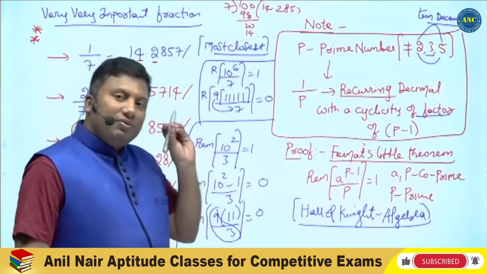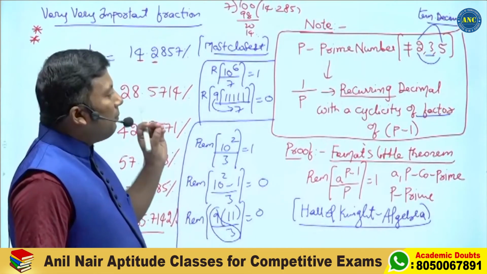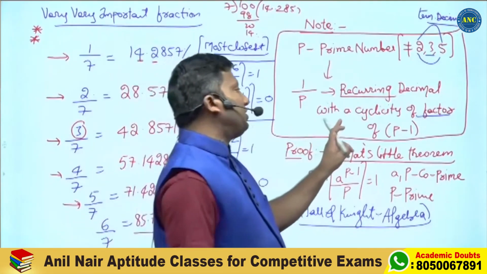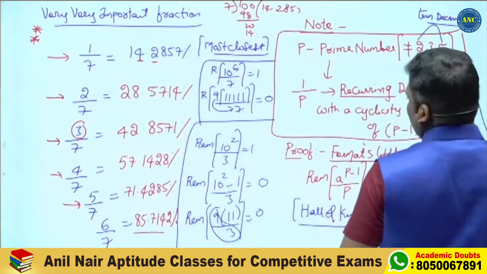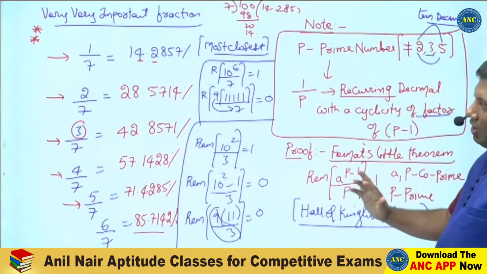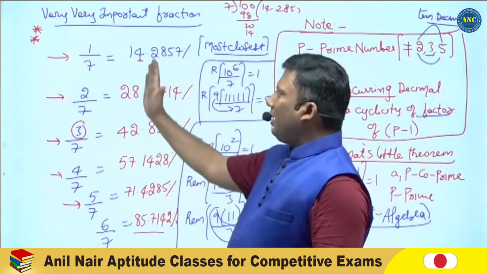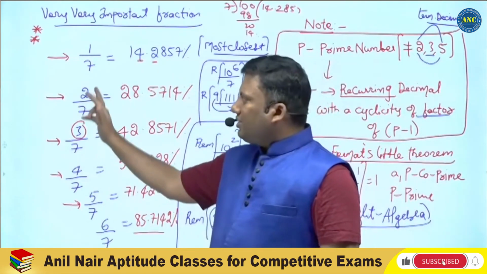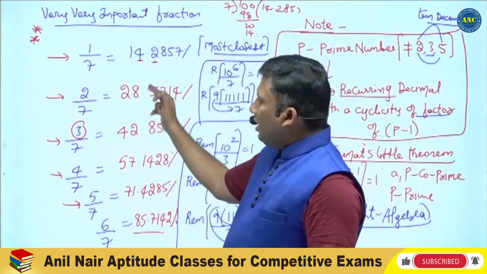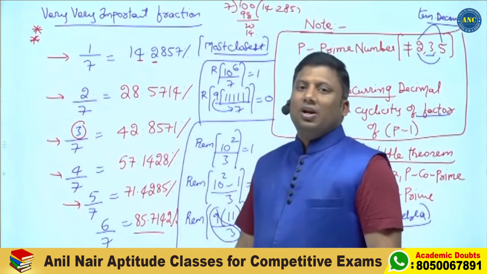Point number 2, if the denominator is a prime number other than 2, 3 and 5, 1 by p will always give a recurring decimal. The digits will get repeated with a factor of p minus 1. From where is it derived? Fermat's little theorem. So 1 by 7, if I just take 1 by 7 multiplied by 100, 14.2857. Denominator is 7, so 6 digits should get repeated. They are only repeating. If you observe all these values, they are only repeating.